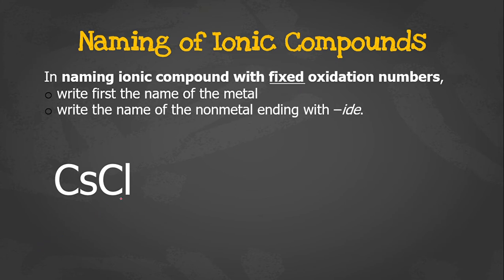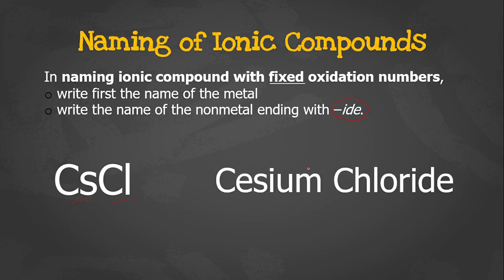So, halimbawa, ito. What is the name of this ionic compound? So, CsCl. Okay? So, anong element ba tong Cs? Okay? So, this is cesium. Well, Cl is chlorine. Pero yung chlorine nga natin, papalitan natin yung ending niya. Instead of I-N-E, gagawin nating I-D-E. So therefore, the name of this compound is cesium chloride. Let's have another example.